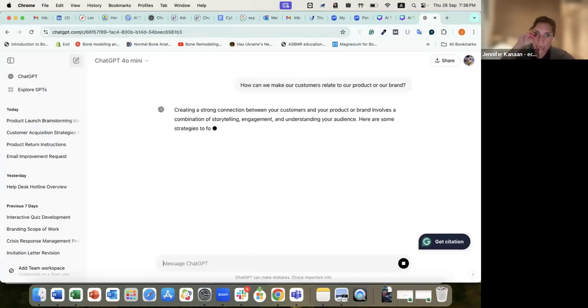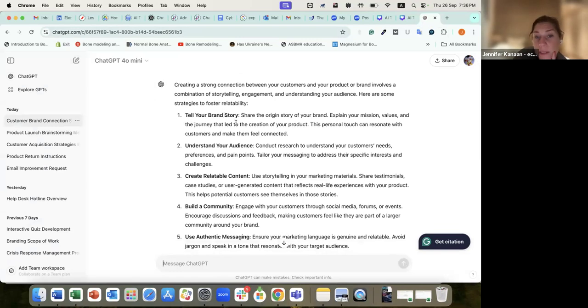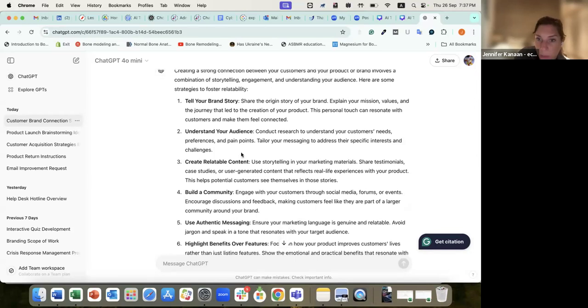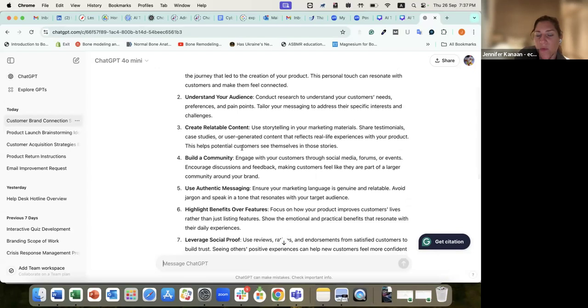Just trying to give you many ideas that you can test with ChatGPT. These are not possibly the best prompts because they lack a little bit of clarity and the target audience. But it's useful for you to know what you can do with it. So tell your brand story, understand your audience. Conduct research to understand your customer needs, preferences, and pain points. Create relatable content. This is something that I think we all could improve in all of our communication.